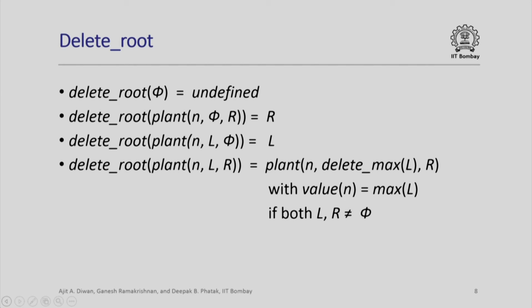Now if the delete root operation has a tree which has a root node but its left subtree is empty and a right subtree is R, then it just gives us the right subtree. So we get rid of the value stored in the root node and the resulting tree is just the right subtree. Similarly, if the right subtree is empty, then deleting the root node will only give the left subtree, right? And only in the case when both left and right subtrees are non-empty, we need to do something more to get rid of this value.